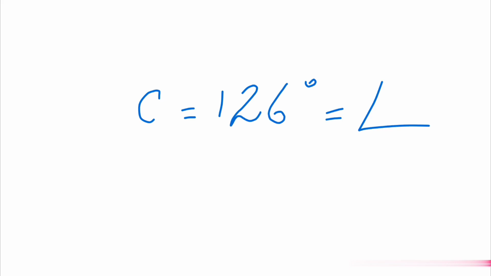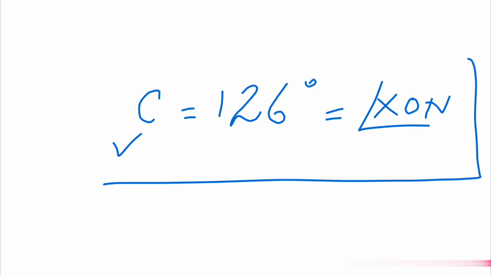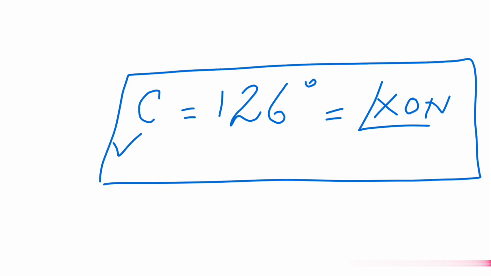Therefore the c value is 126 degrees. That is equal to angle XON. They haven't mentioned to find the angle XON. They have just mentioned what is c. That is, find c. The value of c is 126 degrees. So this is your second question.